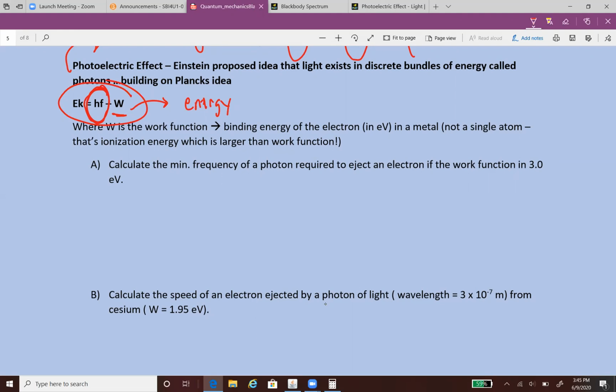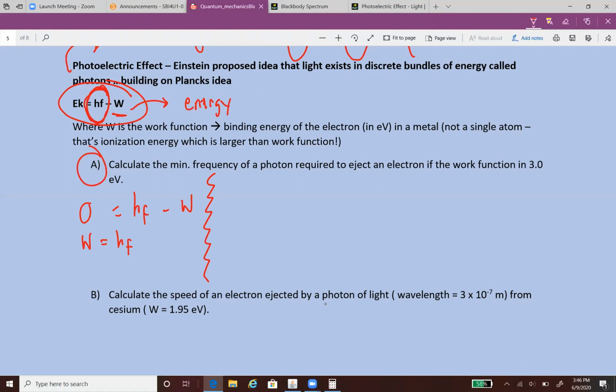So for example, we could use this to answer a question like this. What would be the minimum frequency of a photon required to eject an electron if the work function is 3 electron volts? Minimum frequency means that the electron would escape the metal with no speed. Okay, that's what it means, no speed. So the kinetic energy would be 0. In that case, hf minus W would have to equal 0. So we could say that W equals hf.